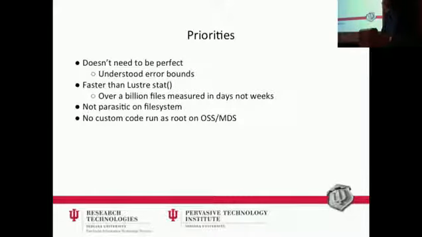We wanted, if at all possible, to not be parasitic on the file system. And we wanted there not to be any custom code run. Well, okay, we were okay with running code on the OSS and MDS, but we didn't want to run any custom code on the OSS and MDS. A big part of that is that we're not running with backups. So if we're doing something directly on our OSS and MDSs, we didn't want this to be exploratory. We basically wanted to be very careful.